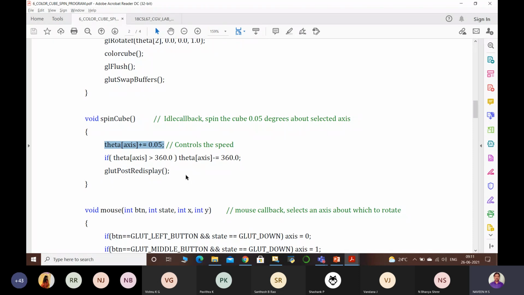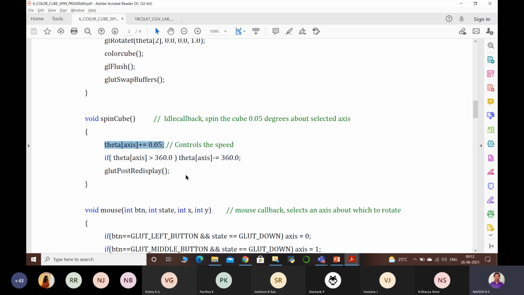It keeps on displaying. So post display means after performing that spinning, you show the object on the same plane, keeping the current window. You will not display the spinning of the cube in some other window. In the same output window only, you are going to show the spinning of the cube, and also the spinning in different directions, either X direction, Y direction, or Z direction. Everything will be happening in the same window. There is no separate window for just normal spinning of the cube.